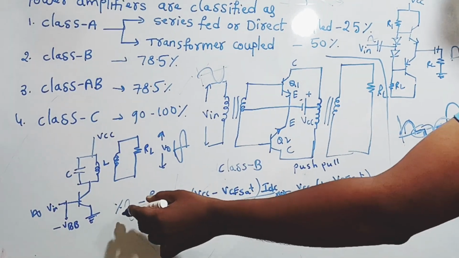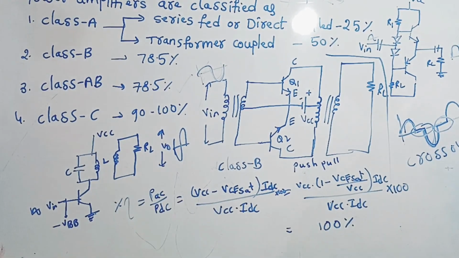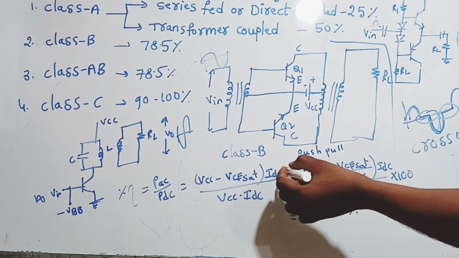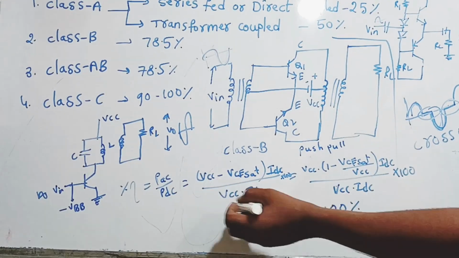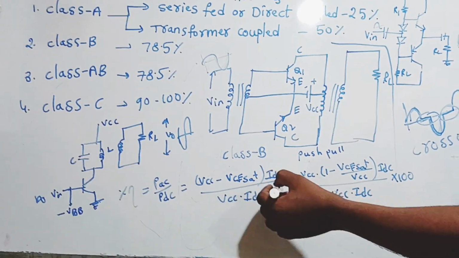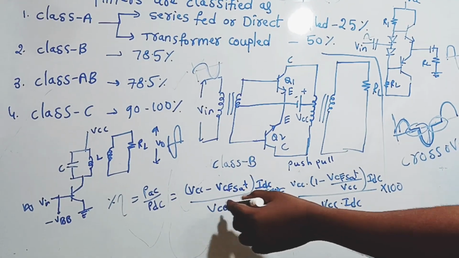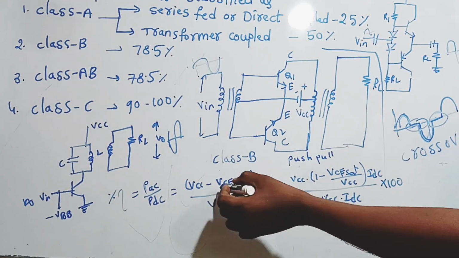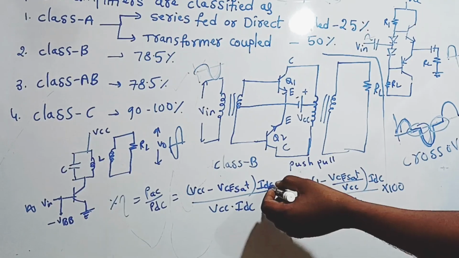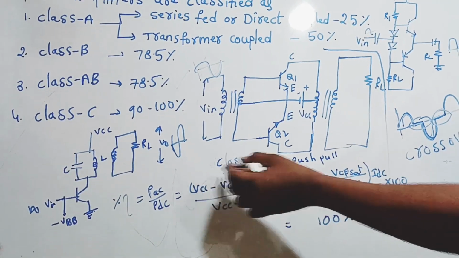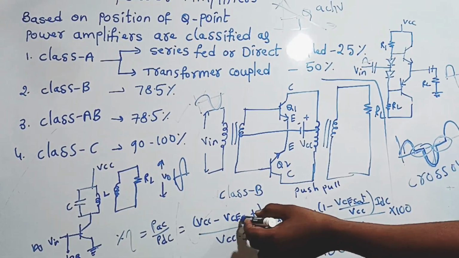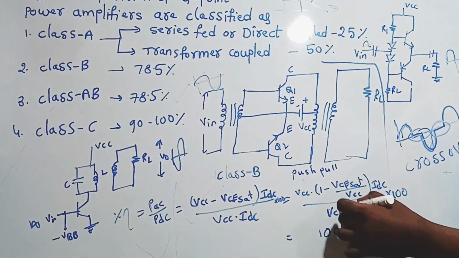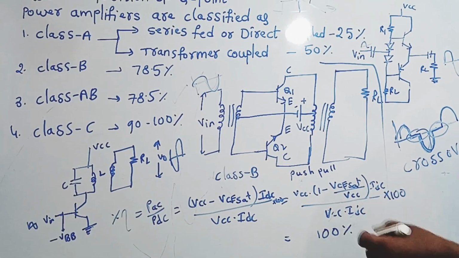If you calculate the efficiency, percentage of efficiency is PAC by PDC. Then PAC value is VCC minus VCE saturation into IDC, and PDC value is VCC into IDC. Without giving any AC input signal, the power is VCC into IDC. That is PDC. When we give some input signal, the power is VCC minus VCE saturation into IDC. Then in the numerator I am taking VCC common, 1 minus VCE saturation by VCC. We will get this. So this VCC will get cancelled, this IDC will get cancelled.